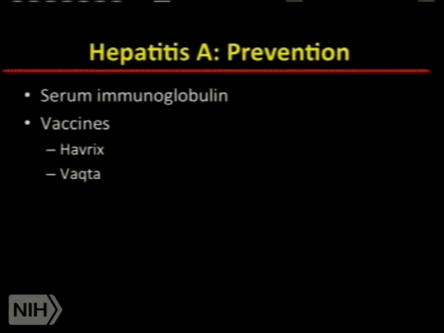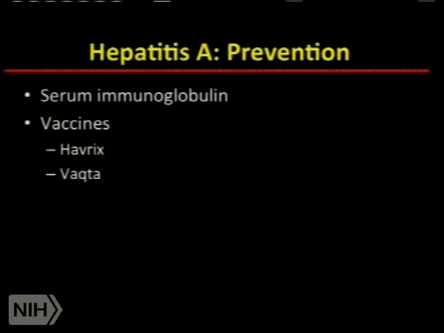There is a specific prevention available for hepatitis A. There's passive prevention through administration of serum immunoglobulin, or active prevention through administration of vaccine. There are two inactivated vaccines for hepatitis A, Havrix and Vaqta. Both of these vaccines, after one dose, yield significant protection against infection in more than 90 to 95% of individuals. After a second dose 6 months later, 98 to 99% of individuals develop protective levels of antibody. As far as durability, it's estimated that the vaccine should be durable for up to 20 to 25 years, based on our current knowledge.